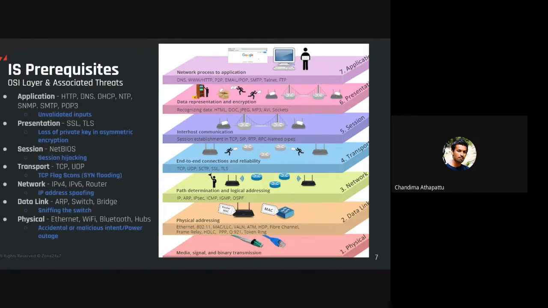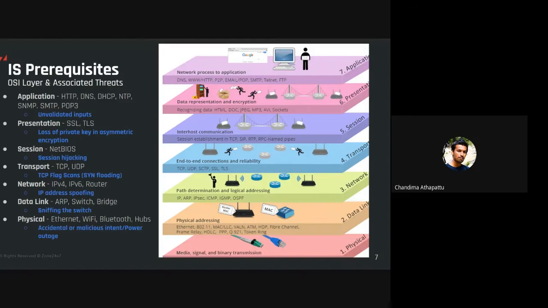So when we talk about the application layer, that is the layer where users are interacting in the browser, and that's where the most vulnerable threats exist, right? For an example, unvalidated inputs. That is a very common vulnerability in so many applications that we need to handle. And when it comes to the presentation layer, the 6th layer, we are dealing with encryption and all, right? So in that way, loss of private key and asymmetric encryption, for an example, I'll come to those encryption basics later. That's a threat in the presentation layer. So you need to understand each layer and realize what the possible threats are in each, right?